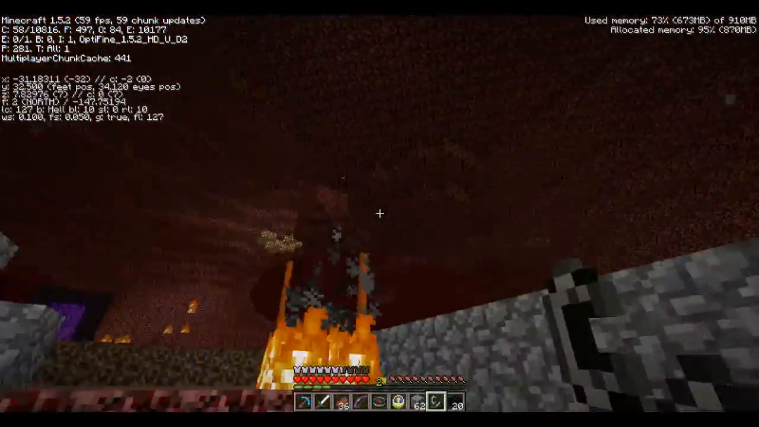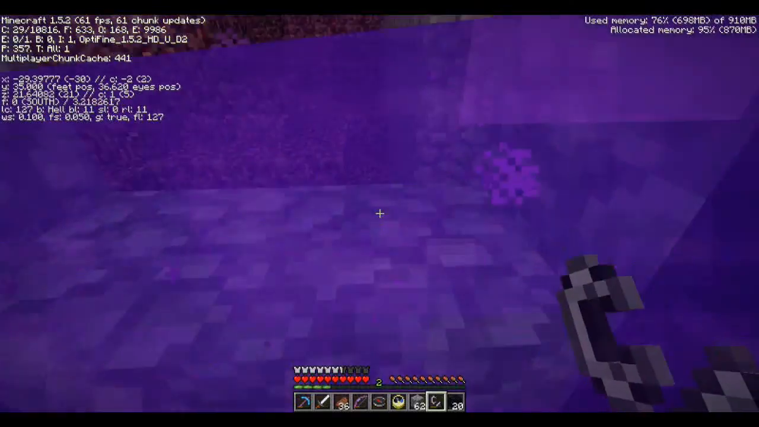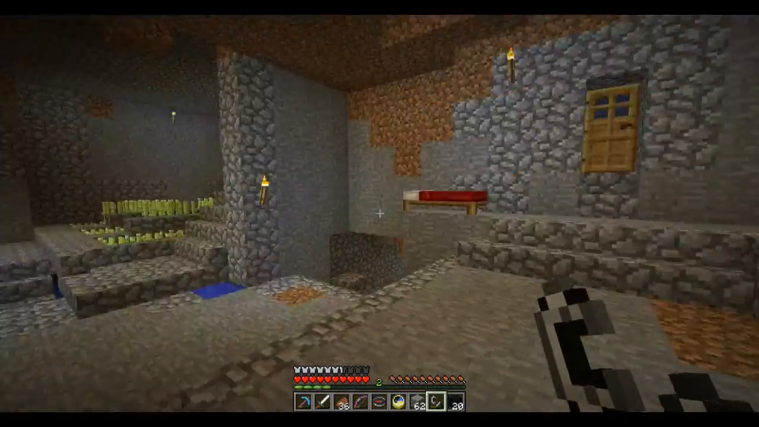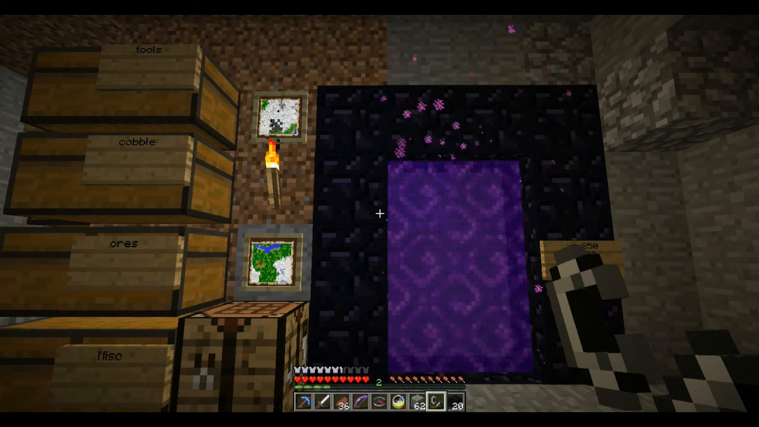But as you can see, not a very far distance between these two nether portals, and yet my home, which is quite far away from my new home, is easy to transport between the two. So that's the first step, setting up synchronized nether portals.